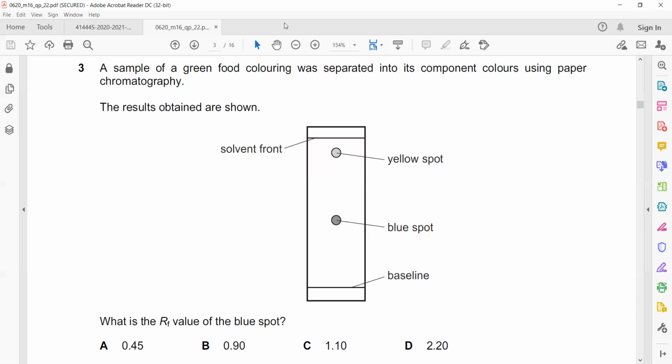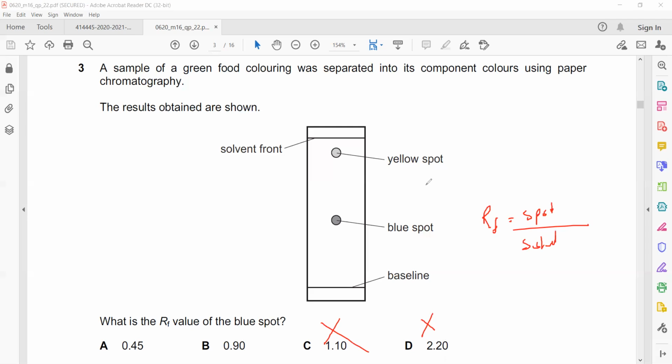Look, first thing, two answers are completely wrong. Why are C and D completely wrong? Because the Rf value is the distance moved by the spot over the distance moved by the solvent. So the Rf value cannot be more than 1. So C and D are totally wrong. You're left with A and B.